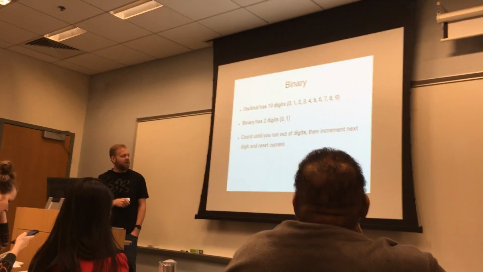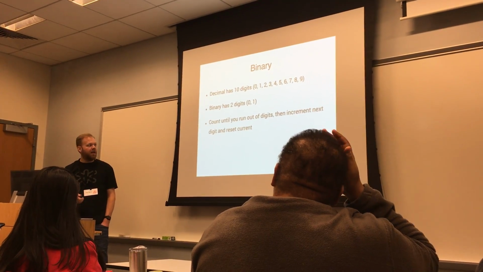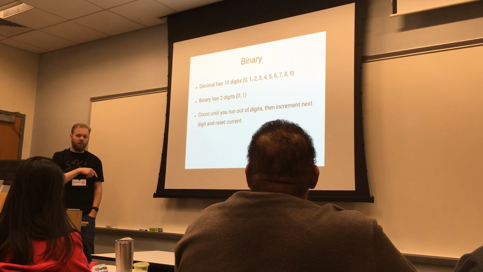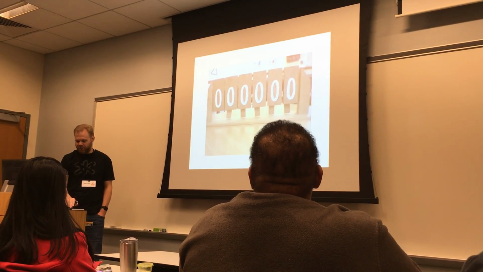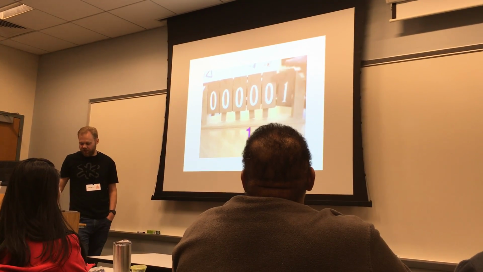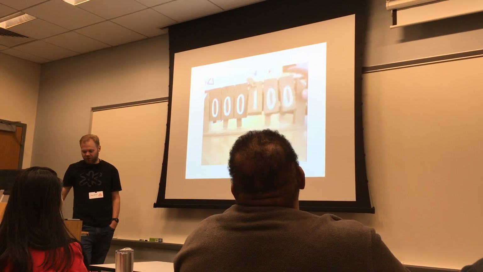In every number system, the way it works is you count until you run out of digits, and then you say, okay, I'm out of digits, so I'm going to reset this digit and increment the next one over. I have this animation, which is someone who built a physical binary counter. Hopefully this explains it. I'll talk a little bit more.